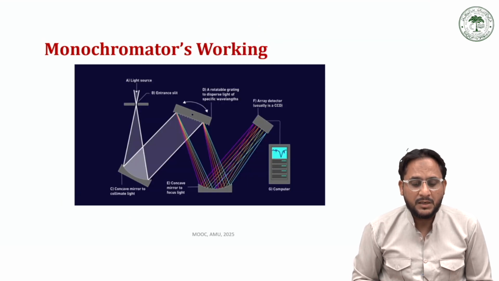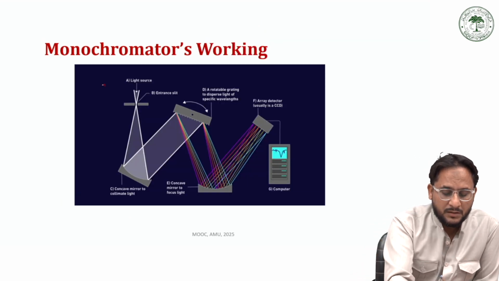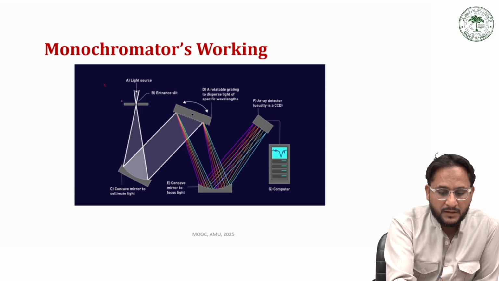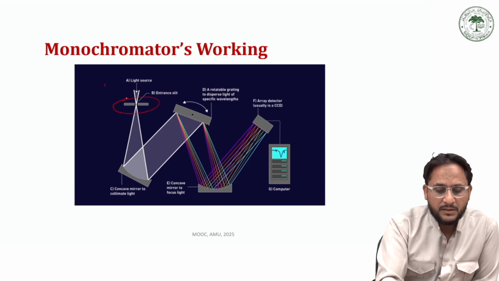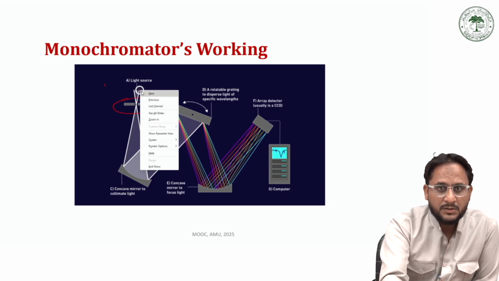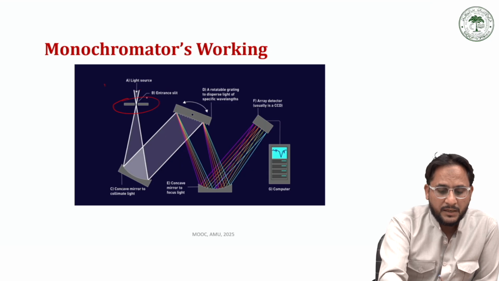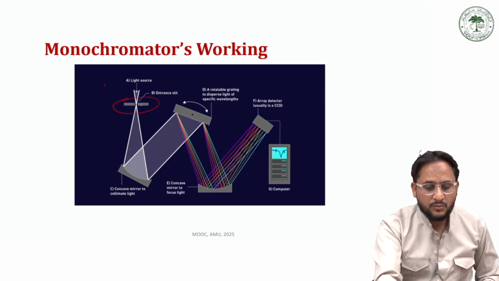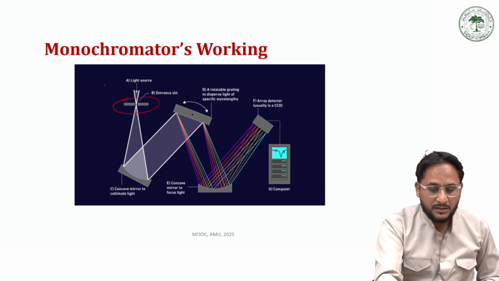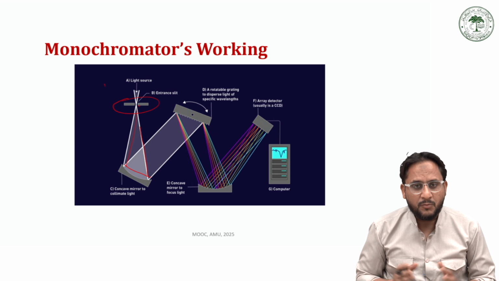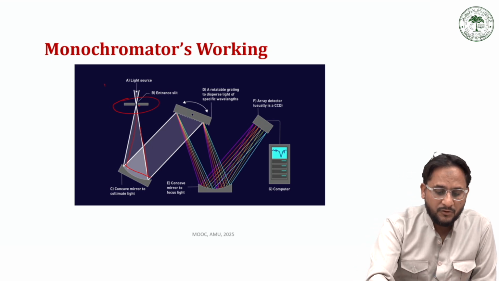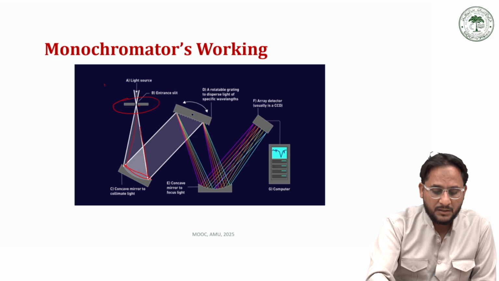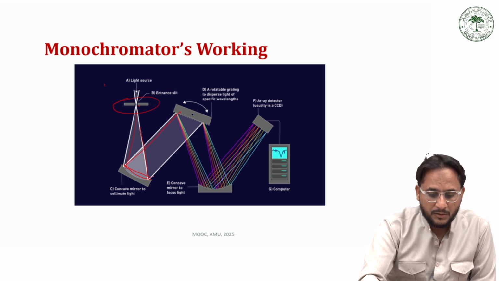This is a schematic diagram of a monochromator. It consists of an entrance slit. The light coming from the light source enters through this entrance slit, and these light radiations of broad wavelength fall on the concave mirror, which acts as a collimating mirror. To collimate the light, it is reflected to the grating.